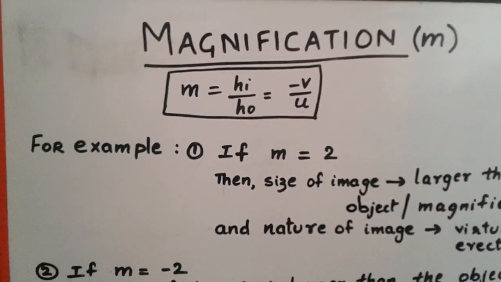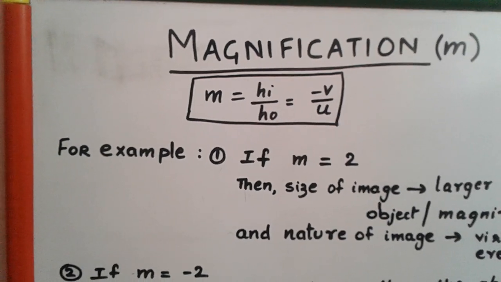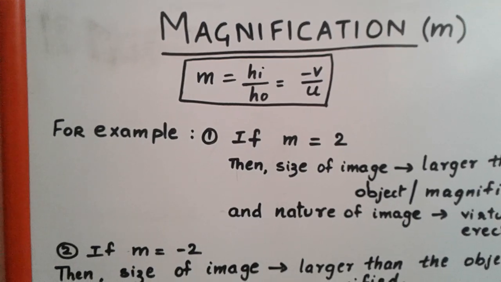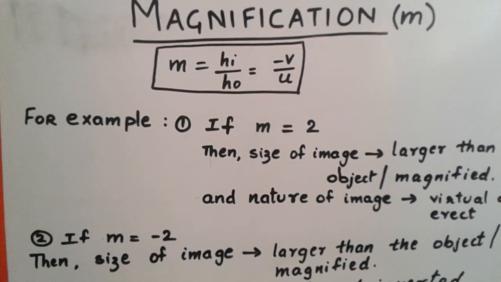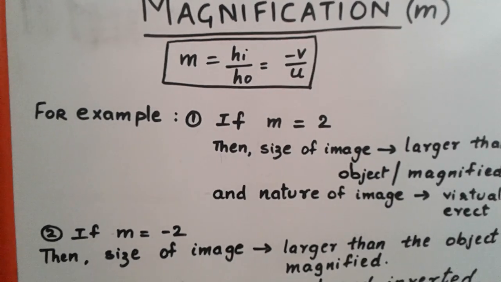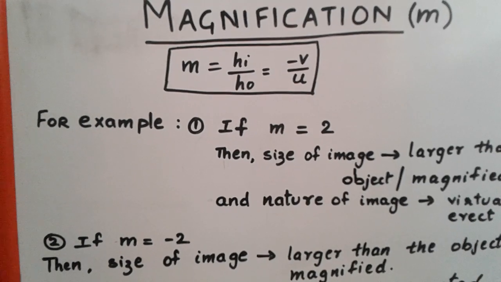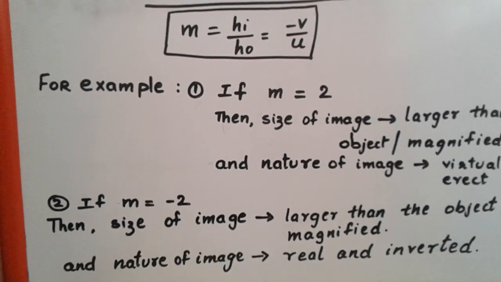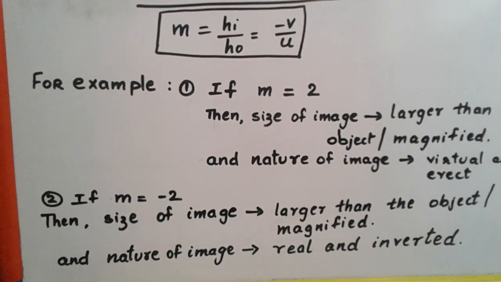But now in the second example, if the value of m is equal to minus 2, then in that case also the size of the image will be the same. That means it is larger than the object, or magnified, 2 times. Then what is the difference between the first value of m and the next value of m? The difference lies in the nature. You can see that the nature of the image in this case is real and inverted.